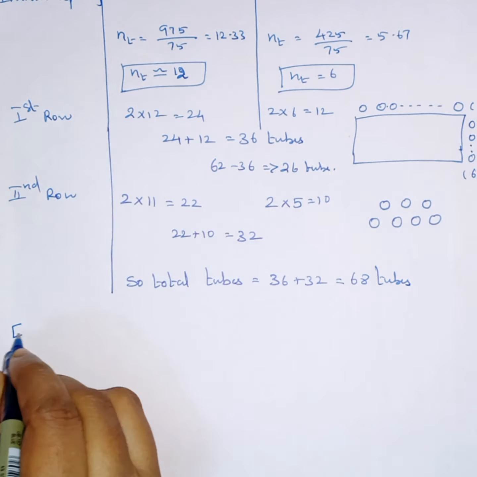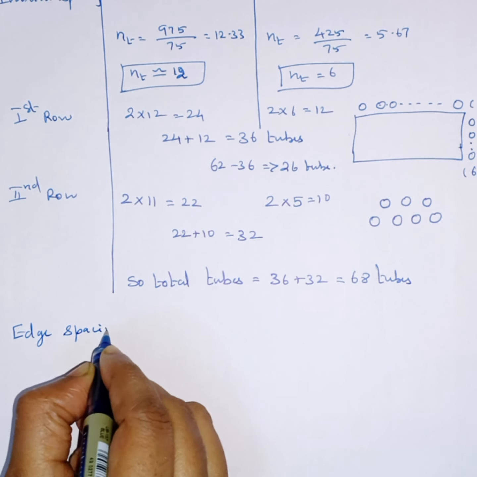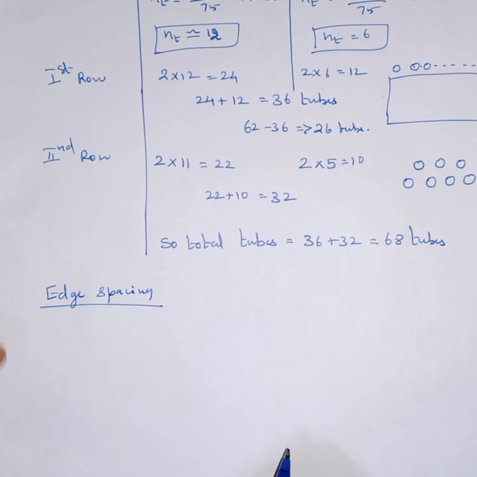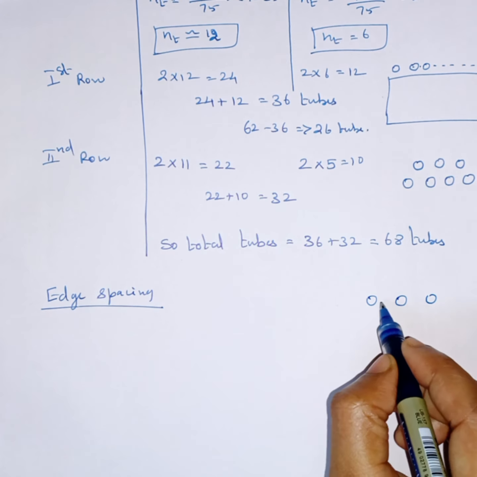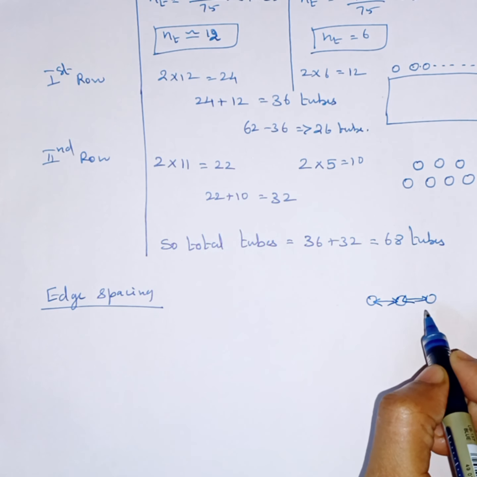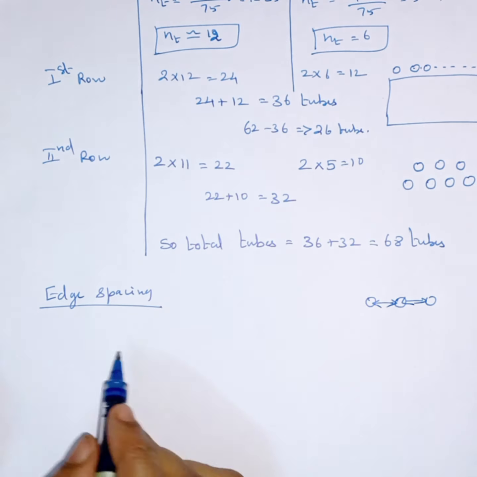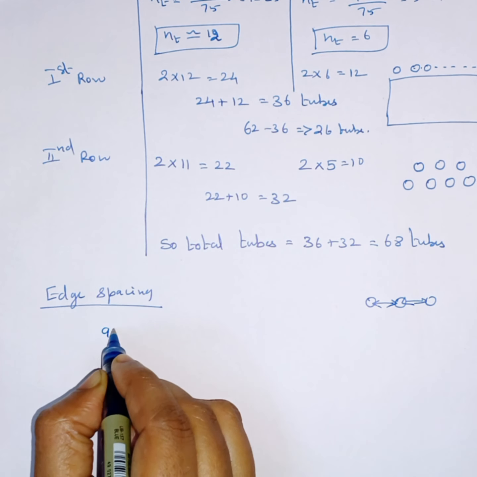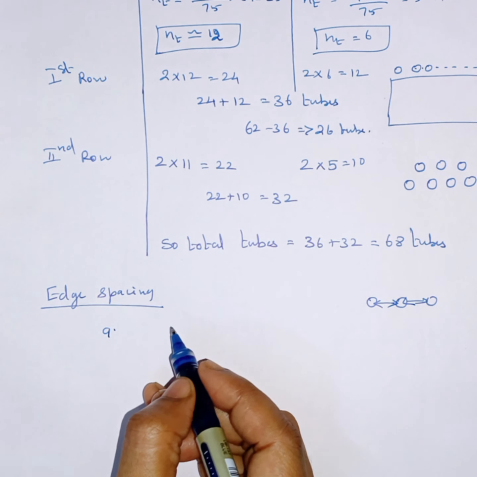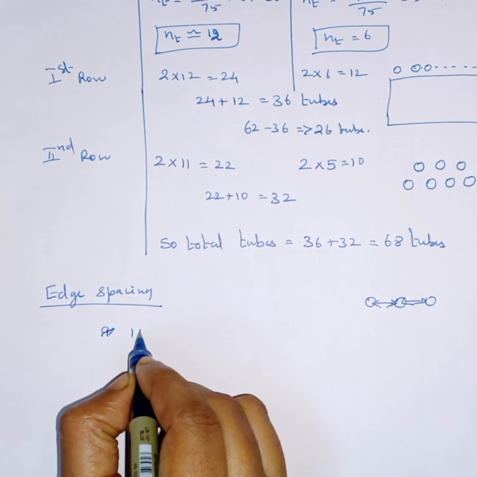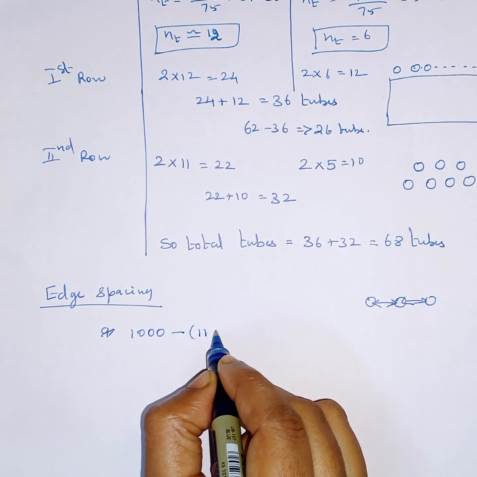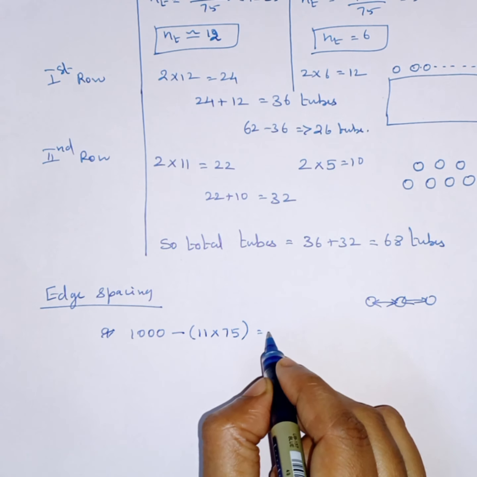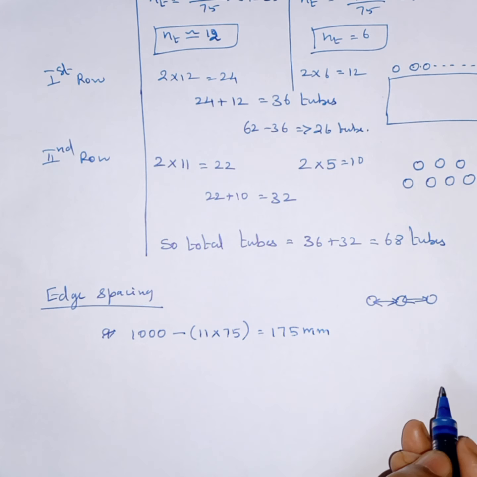For this, again I have to find out the edge spacing. I have to leave some edge spacing, correct? Now see here, 12 tubes are provided along the length. For example, if I have 3 tubes, how many spacings are there? 2 spacings, correct? So now I have provided 12, so totally I have 1000 mm. 1000 mm minus the space where tubes are provided, where 11 spacings will be there.